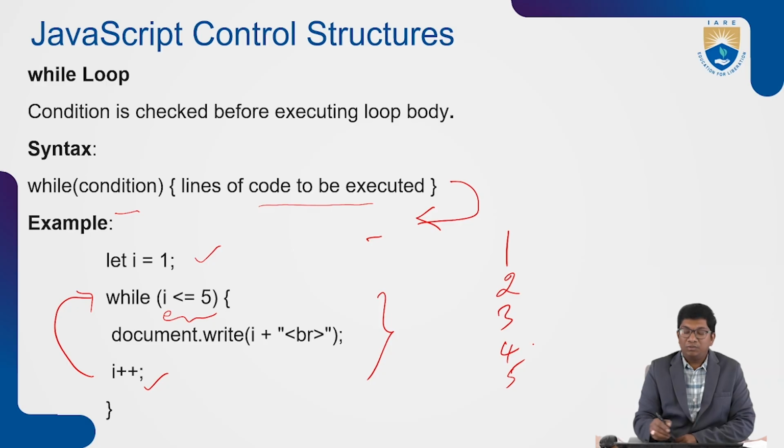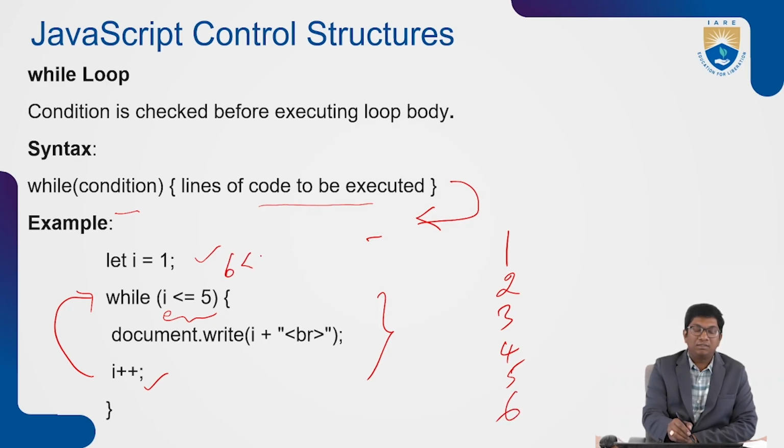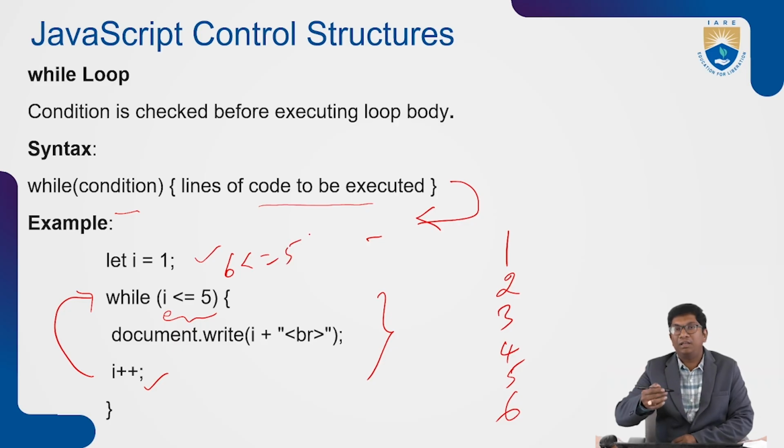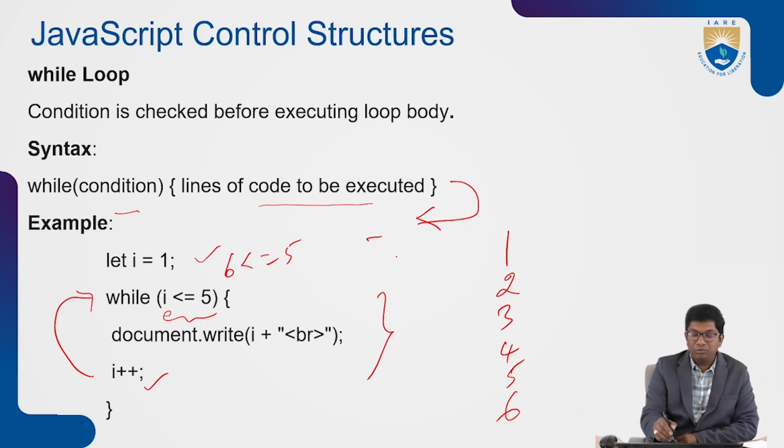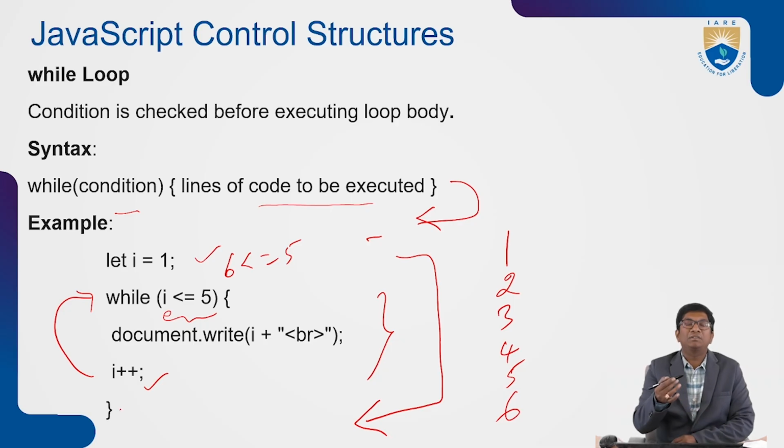So up to 5. After that, the i value is 6. 6 is not less than or equal to 5, so the condition fails. Then it moves from the while loop to the next statement after the curly braces. Whatever other statements are there will be executed.